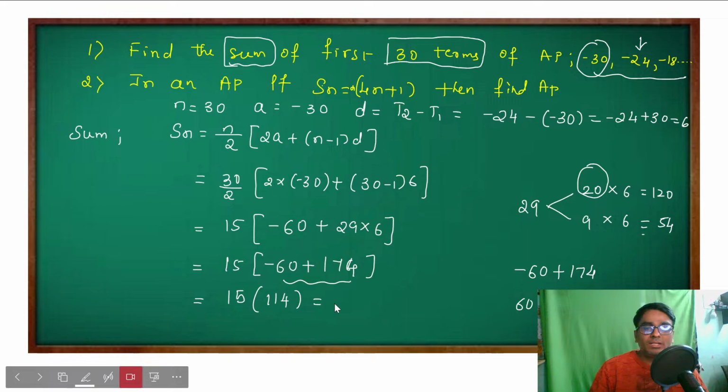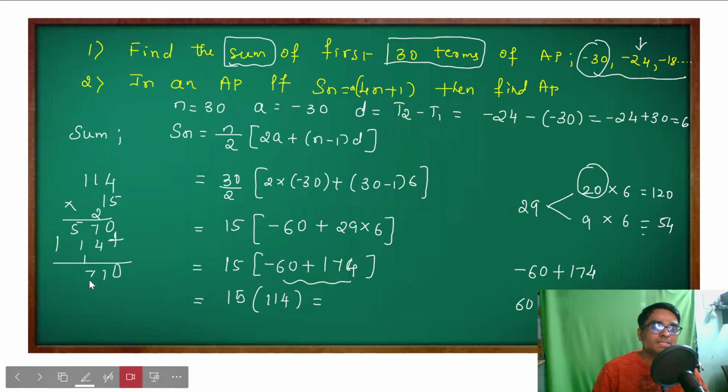15 into 114. Again you see multiplication. So if you multiply 100 into 15, what will you get? 5 fours are 20, 5 ones are 5 plus 2 is 7, 5 ones are 5 plus, then 1 fours are 4, 1 ones are 1, 1 ones are 1. So you are getting 0, 1, 7, 1. 1710 is the answer. Clear?